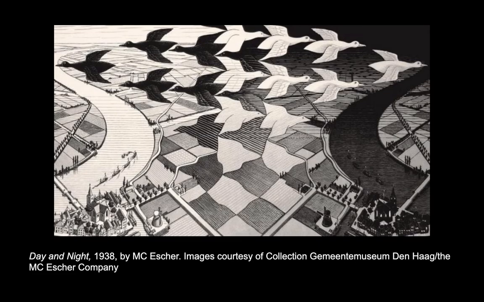In this work titled Day and Night by M.C. Escher, you might notice the black birds first, only to then see all the white birds. Anywhere you look in this composition, it's impossible to distinguish the figure from the ground.